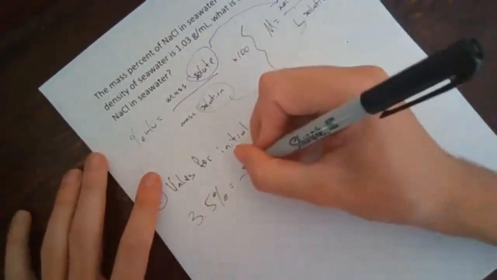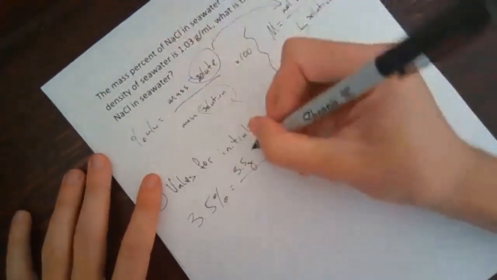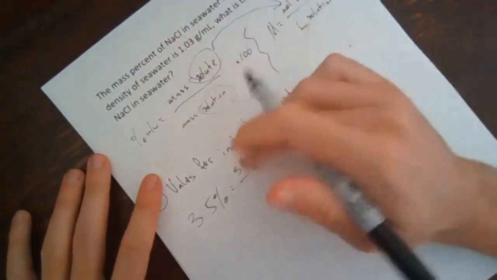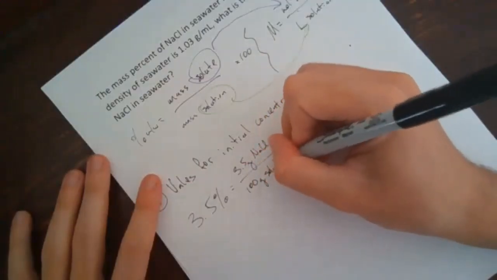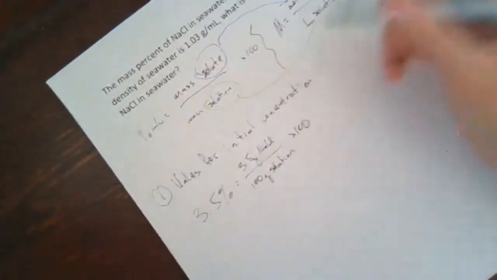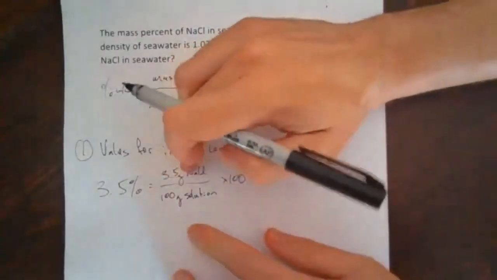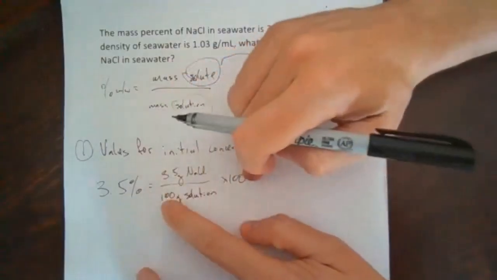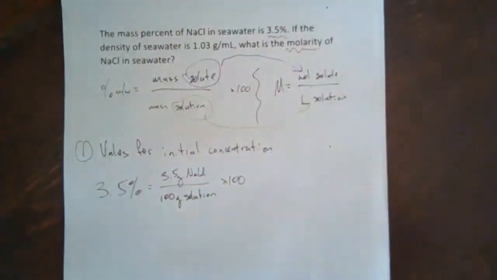But what I'm going to say is, well, suppose I have 3.5 grams of solute, so NaCl, divided by 100 grams of solution. And then there's the times 100. If I do 3.5 divided by 100 times 100, those 100s are going to cancel out, and the answer would be 3.5%.